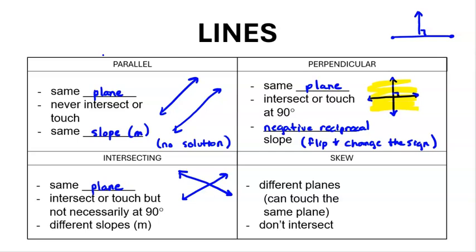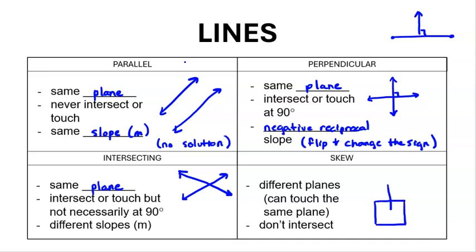If we're looking at equations, they have different slopes. They could be negative reciprocal slopes, but as long as they have different slopes, we know that they're going to be intersecting somehow. Now, skew is the one where it's going to look a little bit different. So here I'm going to draw a cube.